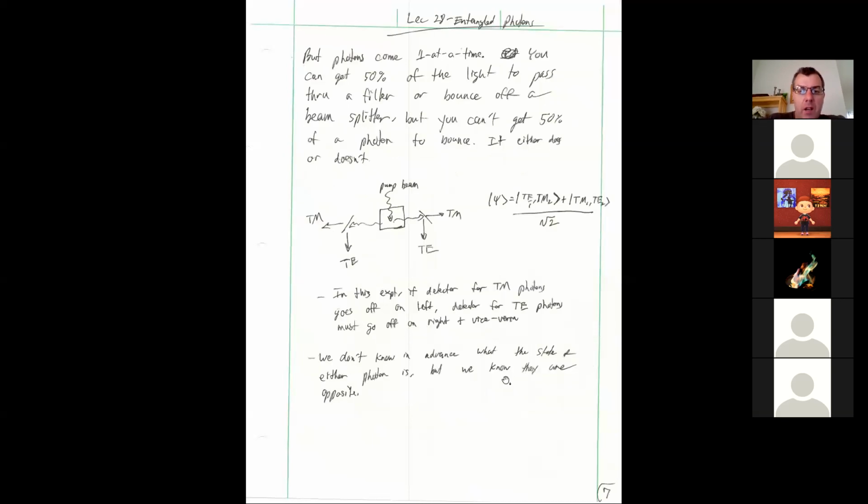Or if I set things up with polarizing beam splitters, it either gets transmitted or reflected. The photon can't be split in half. So I'm sending in a beam, I'm producing two photons going like this. And each individual photon is either reflected or transmitted. But we could set this up so that whenever a photon is reflected down here, the other one is transmitted. And whenever this one is transmitted, this one is reflected. Any questions on that?